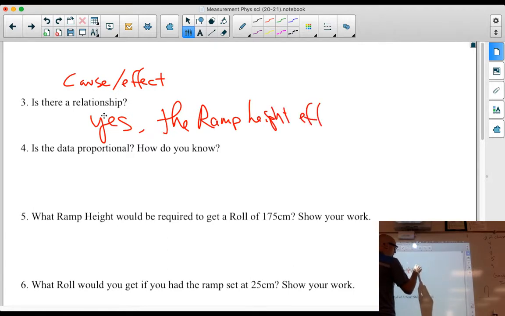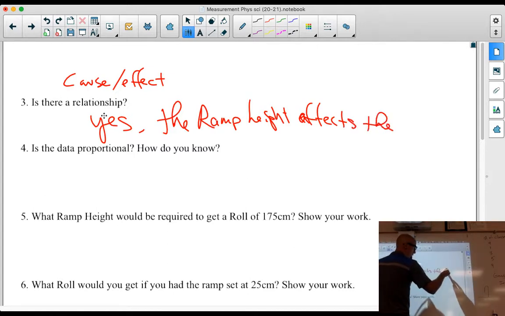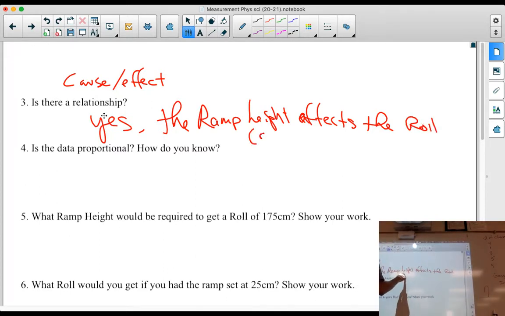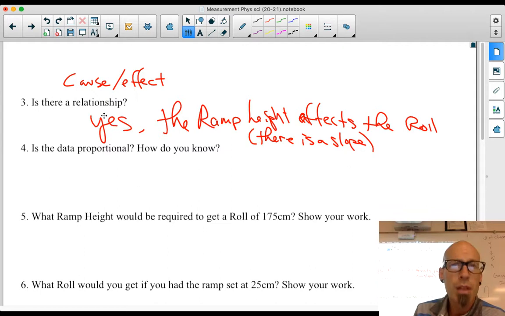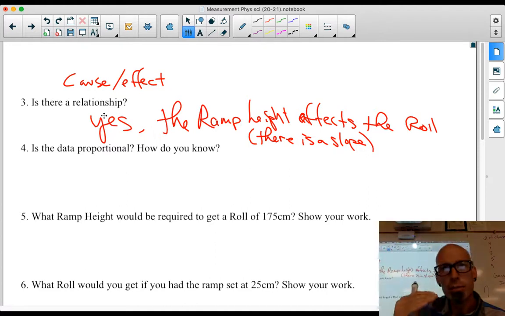affects the roll. And again, by looking at the graph, how do you know? There is a slope to the graph. And I don't care if it's curved or straight. I don't care what the shape of the line is. As long as it's not horizontal, as long as it has a slope somehow, that means that the roll is being affected by the height of the ramp.